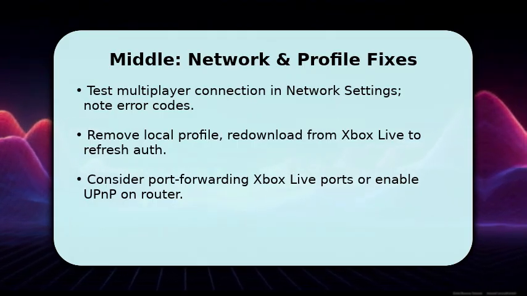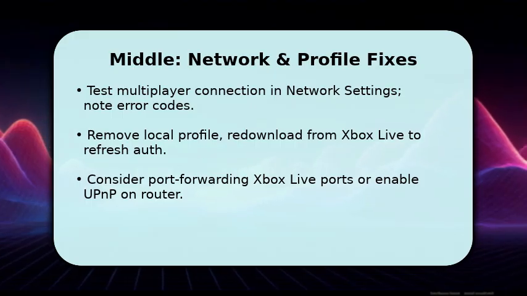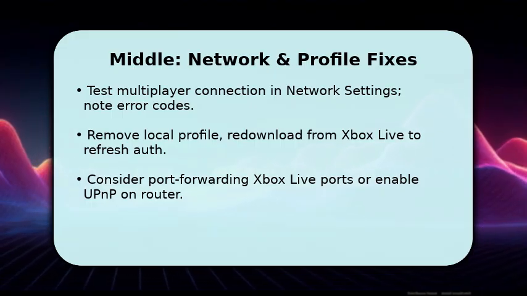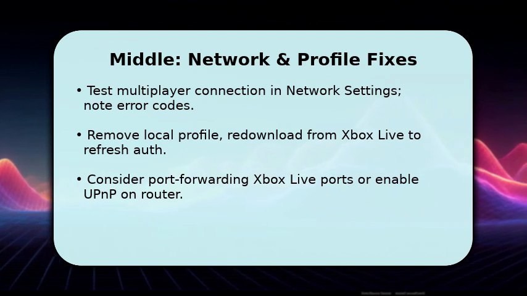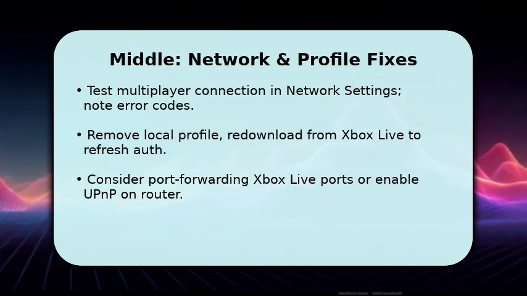Adjust router settings. Enable UPnP or forward Xbox Live ports, TCP 3074, UDP 88, and 3074 if UPnP is unreliable.